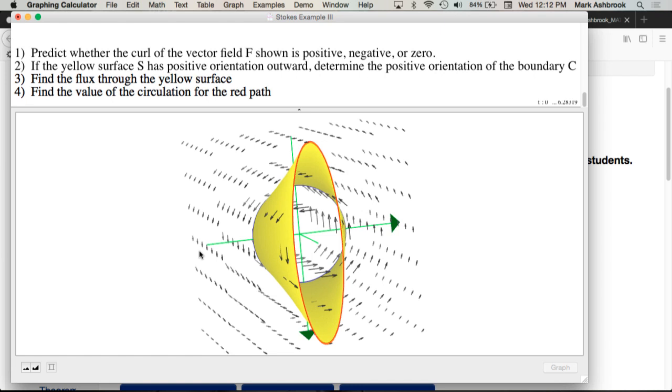What do you think? Is it positive, negative, or zero? Does everyone understand that point? Curl is not a global phenomenon of a vector field. It's a local phenomenon. So yes, a flywheel will travel in a big counterclockwise circle, but how is it spinning locally? That's the key.